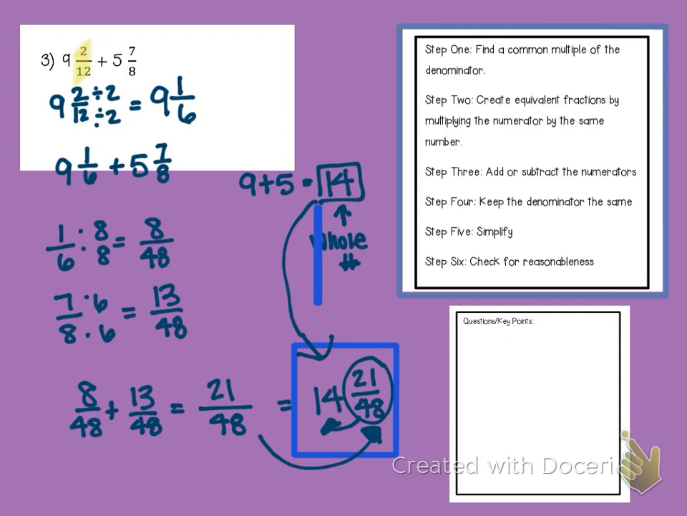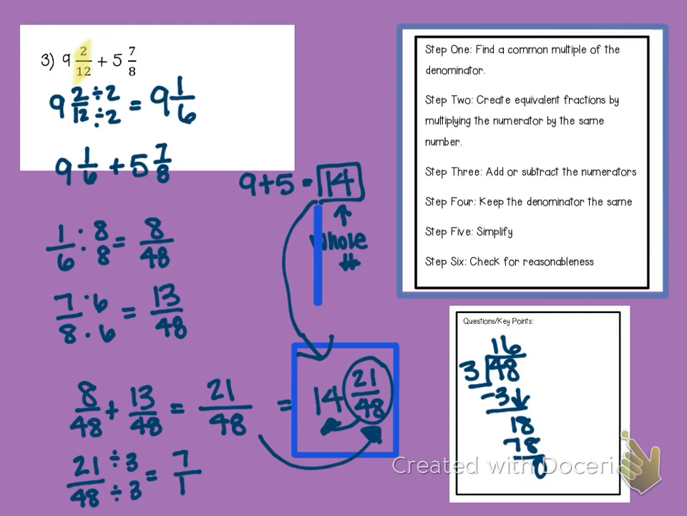And then we want to make sure our fraction's simplified. So 21 and 48 happen to be divisible by 3. 21 divided by 3 is 7. And 48 divided by 3, if we're not sure, we can come over to the side. 3 goes into 4 one time. And then into 18 6 times, leaving us with 16. So your true final answer is 14 and 7 over 16.